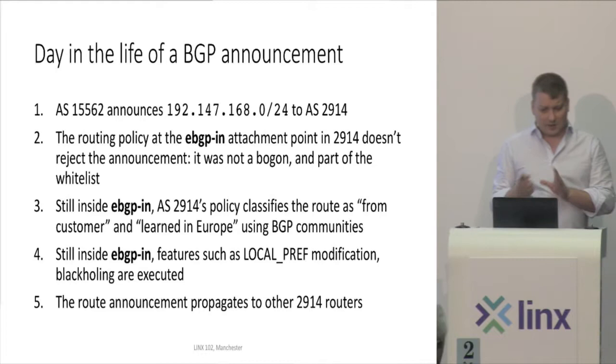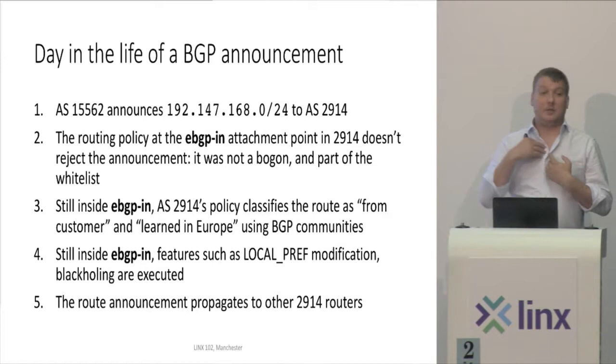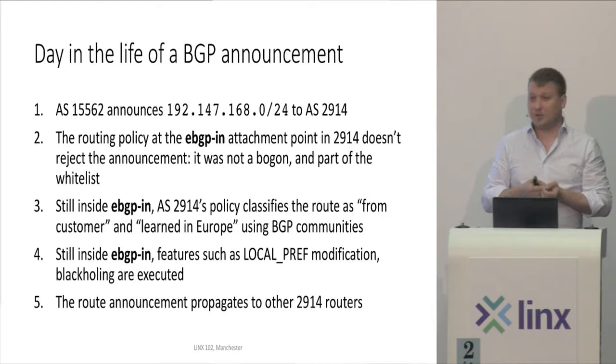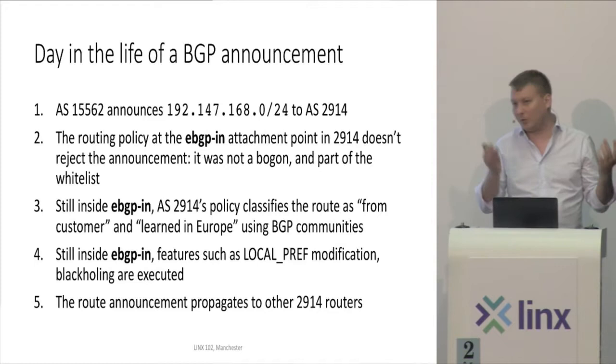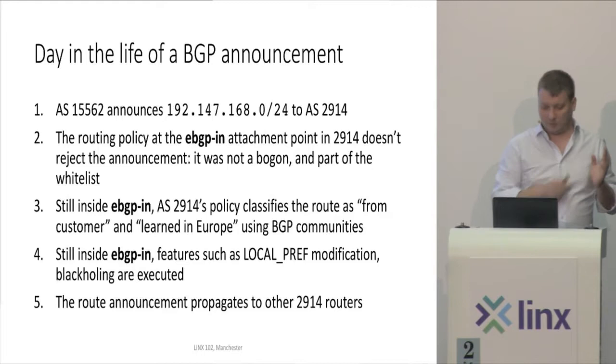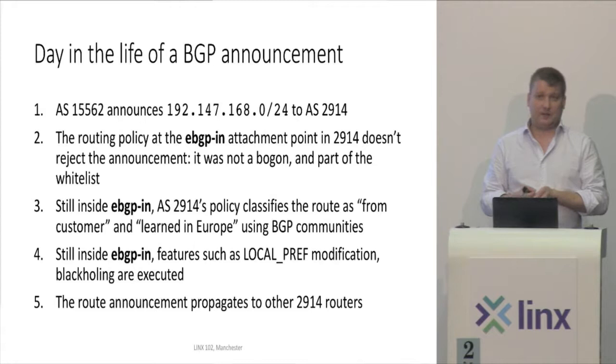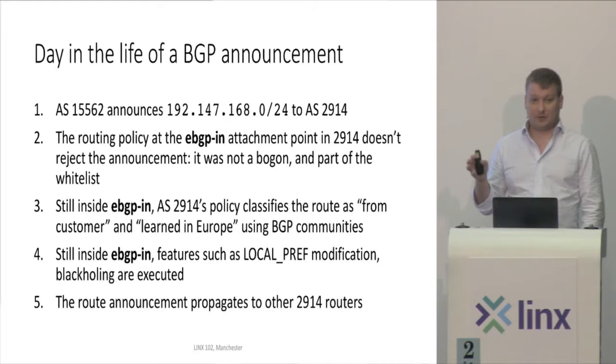Then still in eBGP in, you execute features. Because maybe I requested that the upstream provider will manipulate the local preference, or manipulate the local preference only in certain regions of the world, or do a blackhole, or whatnot. All those features are still part of eBGP in-style policies. Then finally, the route is admitted into its local RIB, and it will propagate through iBGP out into the next attachment point, iBGP in.